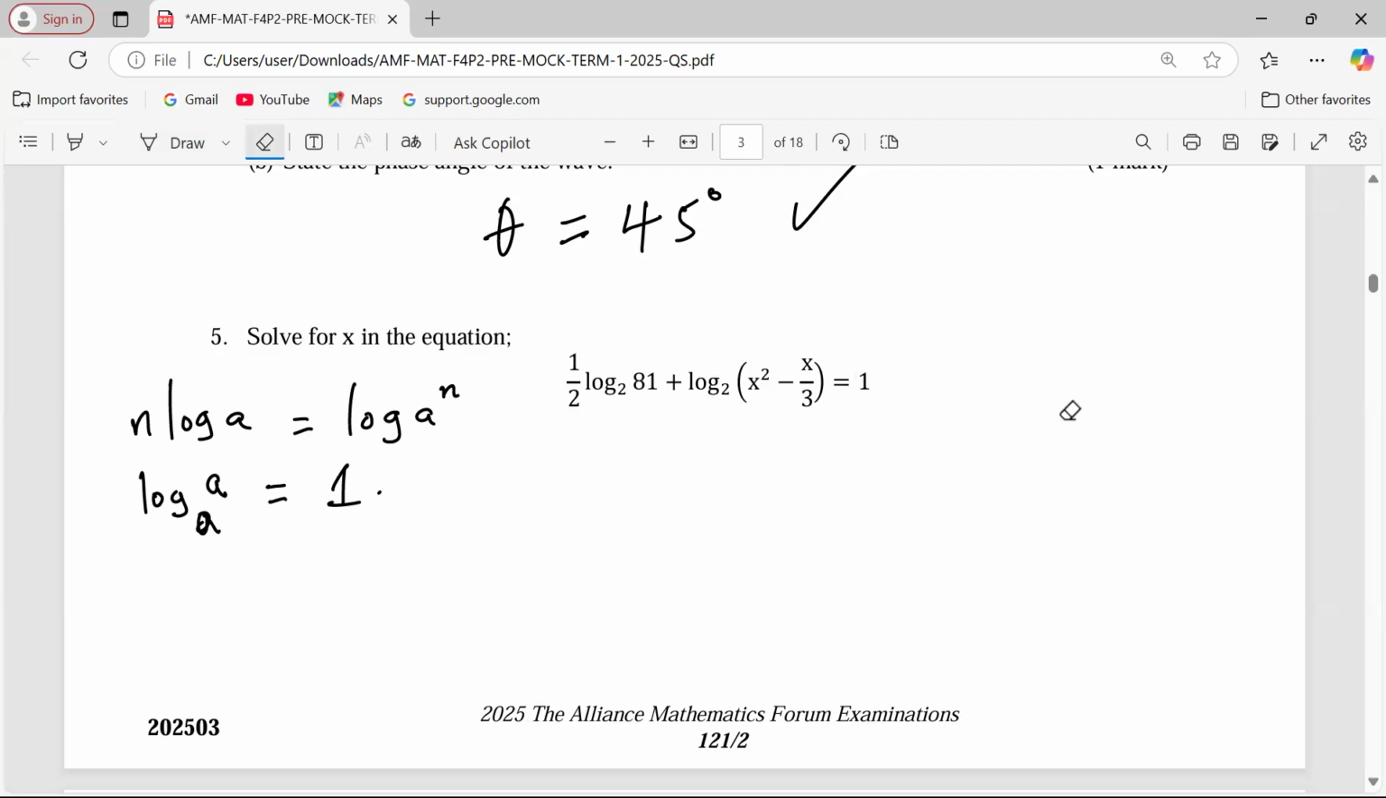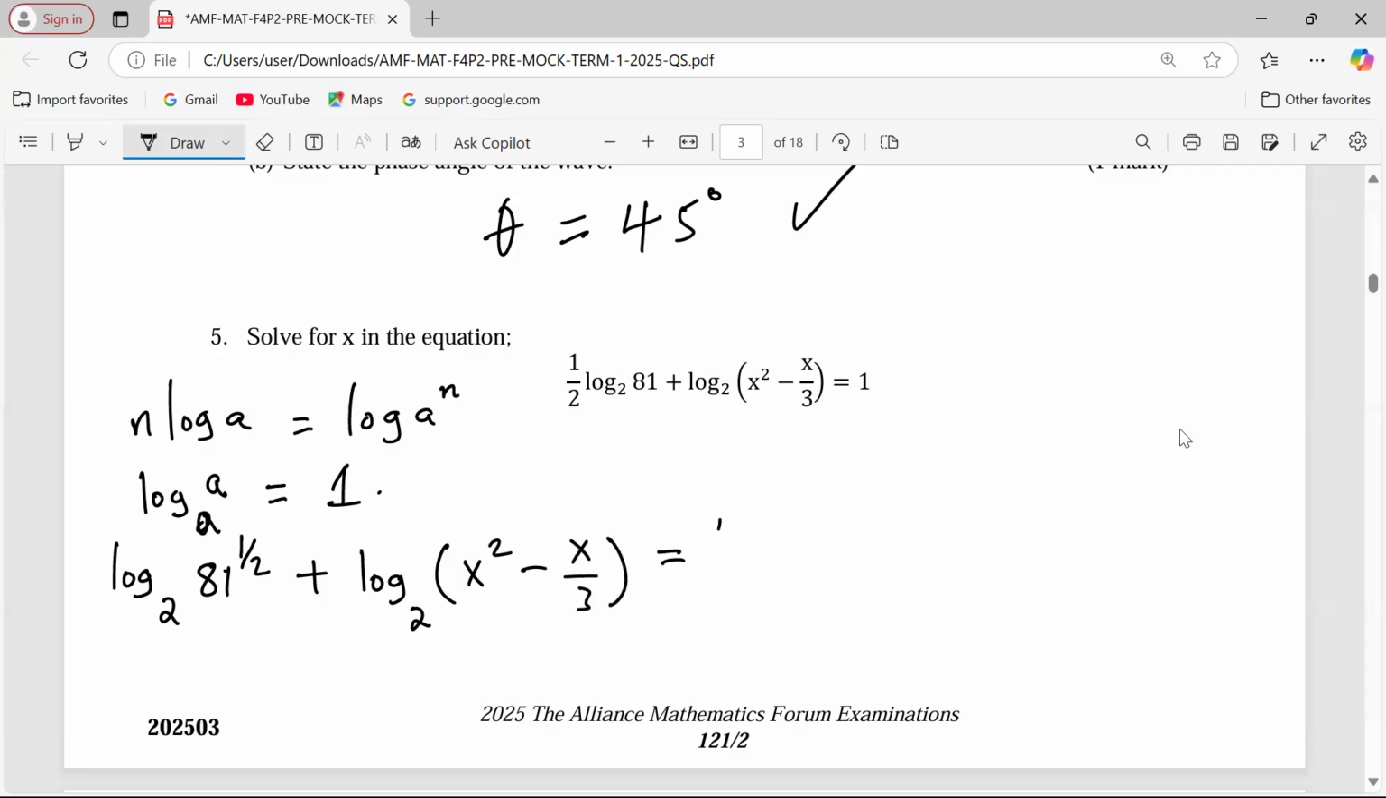Therefore, this equation can be rewritten as the logarithm to base 2 of 81. Now 81 becomes power half because of the first law that we've recorded there. Then this plus the logarithm to base 2 of x squared minus x over 3. Then this can be equal to the logarithm of 2 to base 2, because of the second law. Yeah, that way.